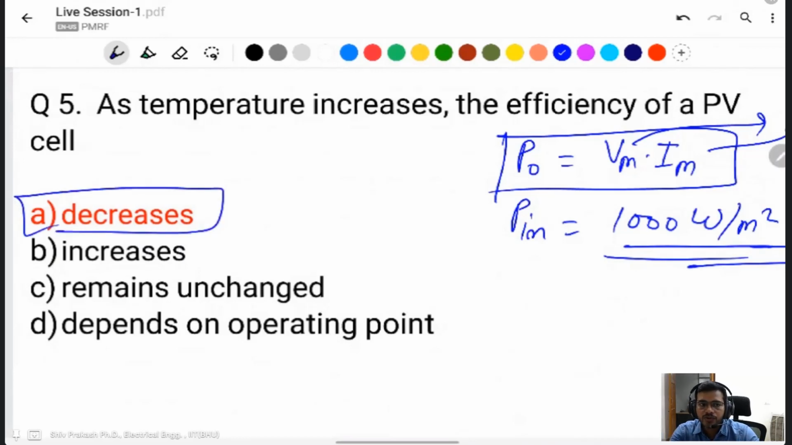If you observe this in practical cases, in summertime the efficiency of a solar panel will be reduced compared with wintertime, because of the temperature.